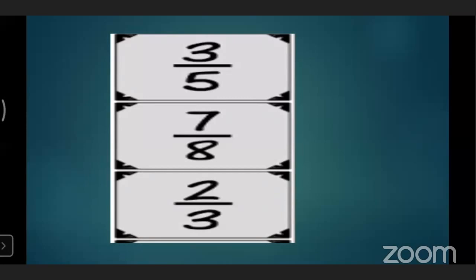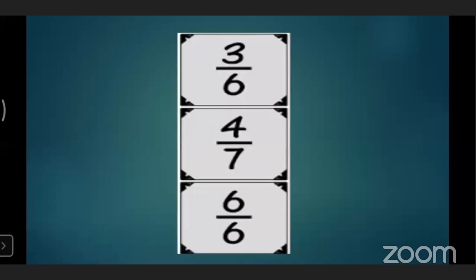Let us practice some more examples. Can you read this first fraction? 3 upon 6. Very good. Can you read this second fraction? 4 upon 7. Very nice. Can you read the next fraction? 6 upon 6. Yes, 6 upon 6. Very good, students. So 3 upon 6, 4 upon 7, and 6 upon 6. We read the fraction this way. Is it clear?